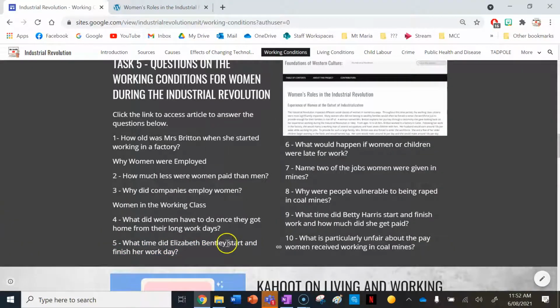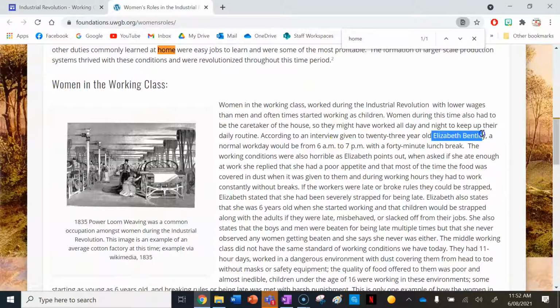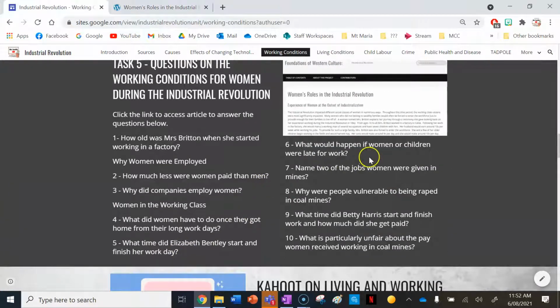What time of day did Elizabeth Bentley start and finish her work day? So I think I've even just identified that. A normal working day would work from 7 a.m. to 7 p.m. with a 45-minute lunch break. So that's the answer for number 5.